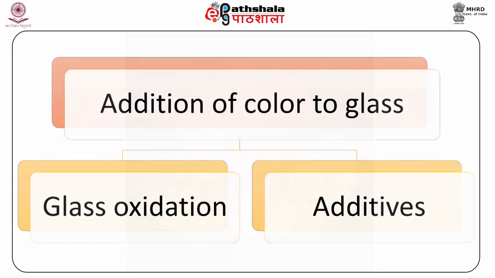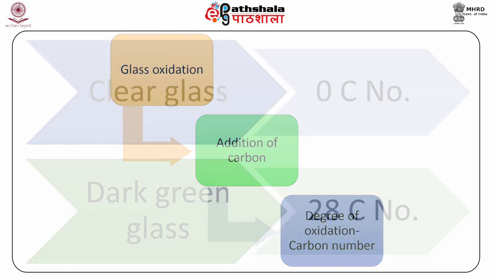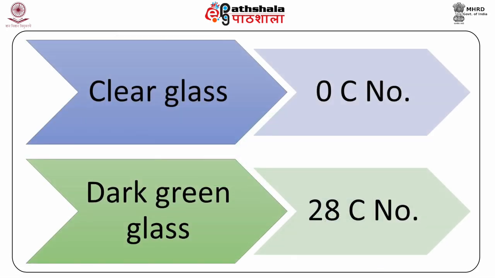Number 6. Color additives. Color to the glass can be done either by glass oxidation or by introducing a large variety of additives. It is actually difficult to make a clear glass. Metals and oxides are also used to give color to glass. Glass oxidation is promoted by the addition of carbon, while the degree of oxidation is measured on an arbitrary scale known as carbon number. For example, clear glass has carbon number 0. Dark green glass has carbon number 28.